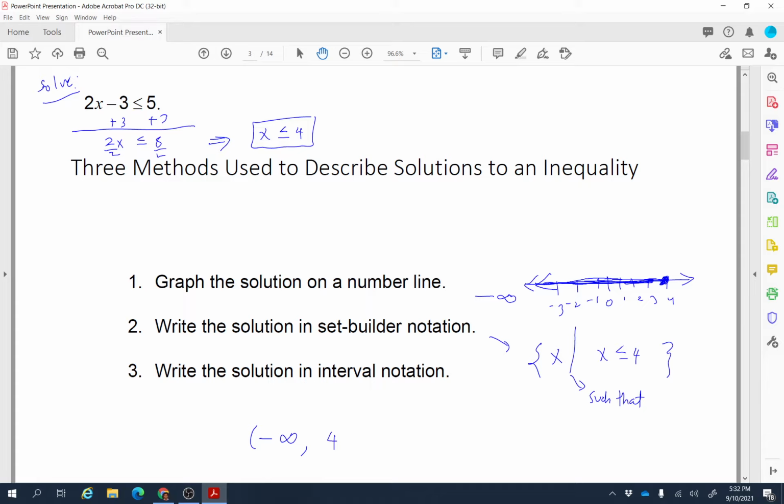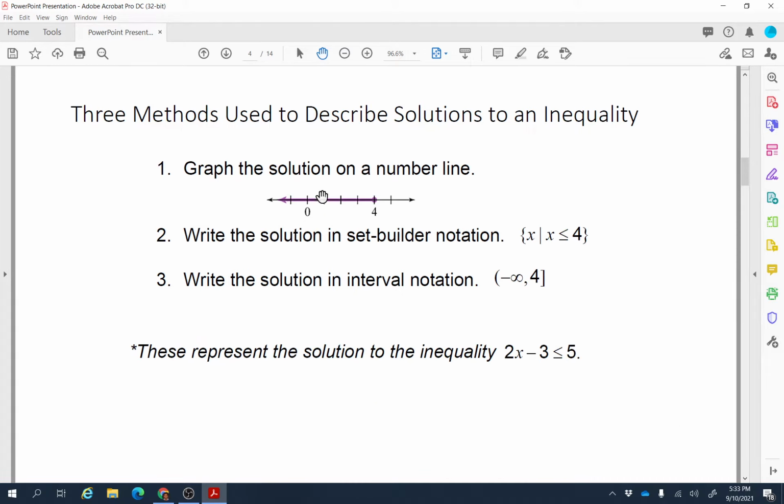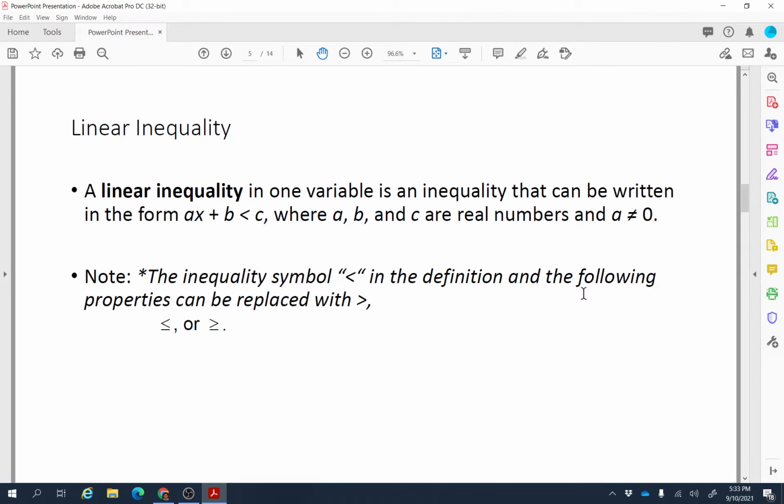If there is an equality sign, you use a bracket. If there is no equality sign, only an inequality sign, then you use parentheses. So this is how you write in interval notation. It means the solution for this problem is anything less than 4, including 4. So that's how you write it. This is the graph for that particular problem, this is the set builder notation, and this one is interval notation.